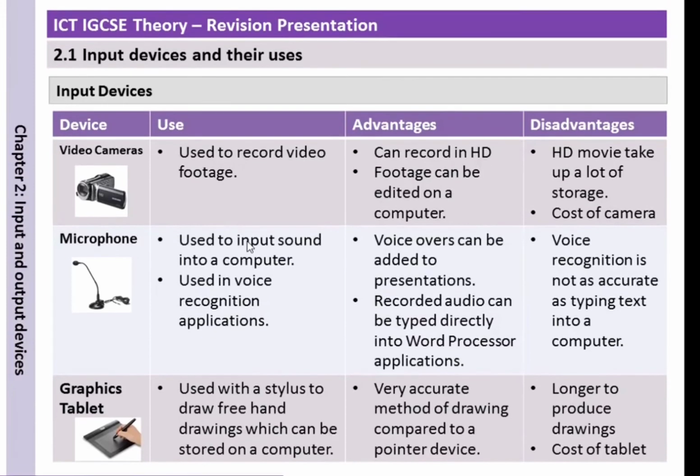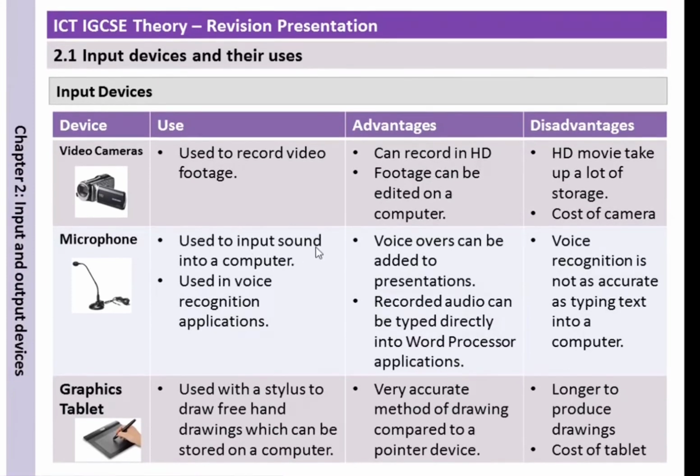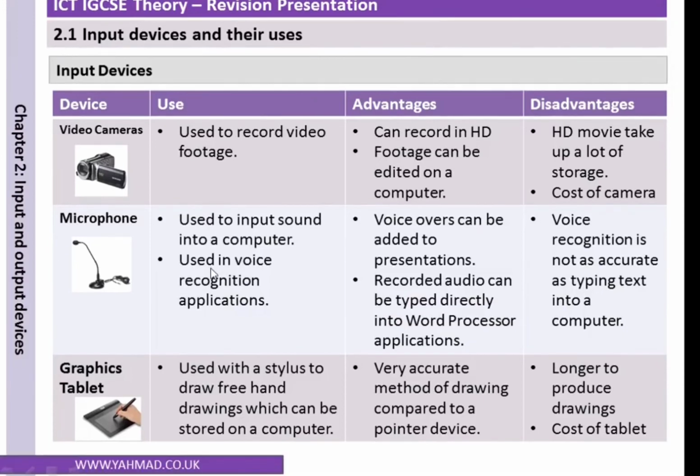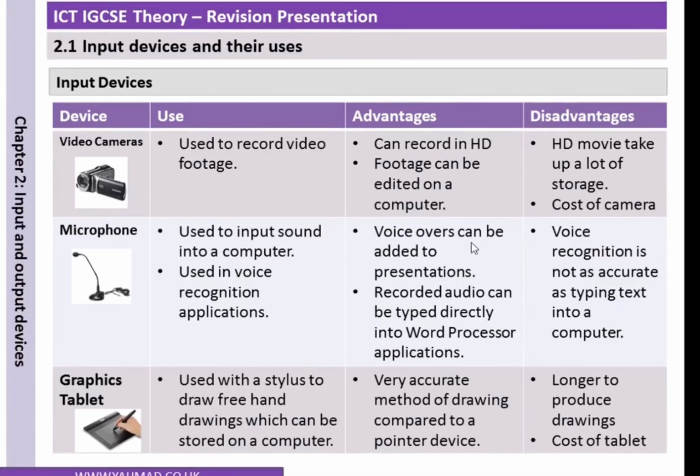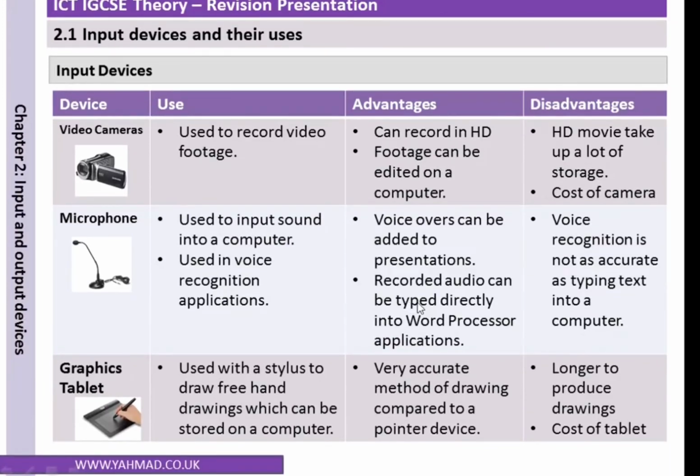The microphone is used to input sound into a computer system. It could be used in a video conference. It could also be used in voice recognition applications. So voice can be added to presentations. Recorded audio can be typed directly into a word processor or applications. So some people prefer when they're typing reports to speak into the microphone and the letters automatically type into the word processor. Voice recognition is not as accurate as typing text into a computer system.